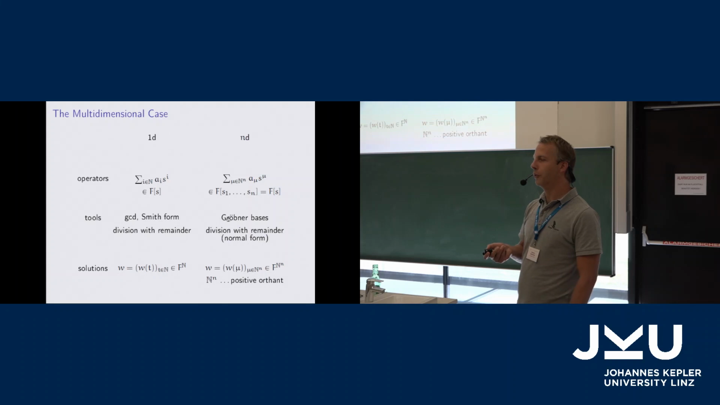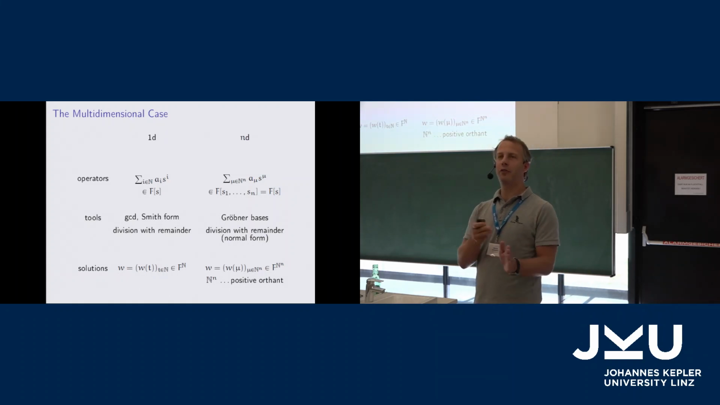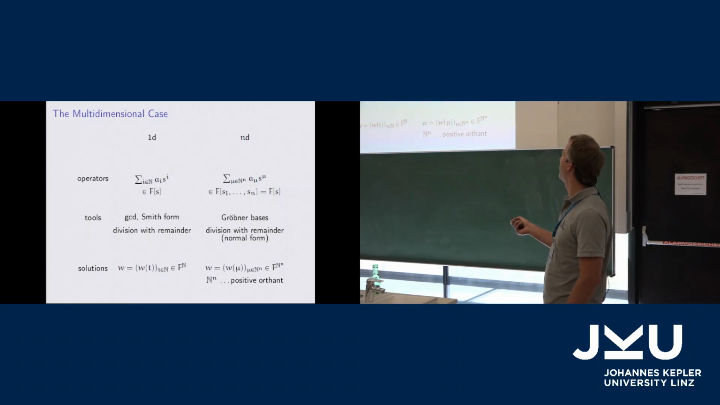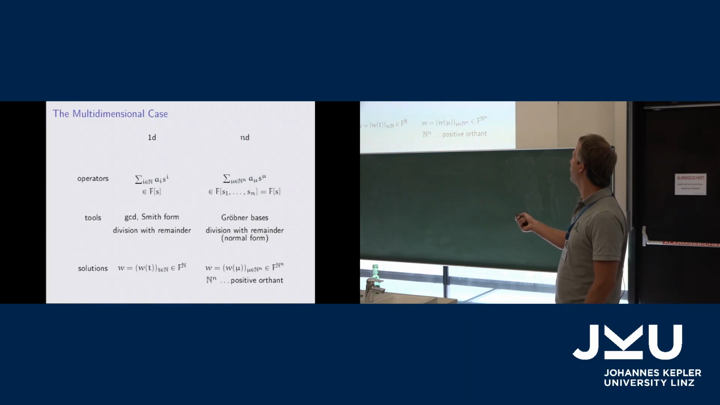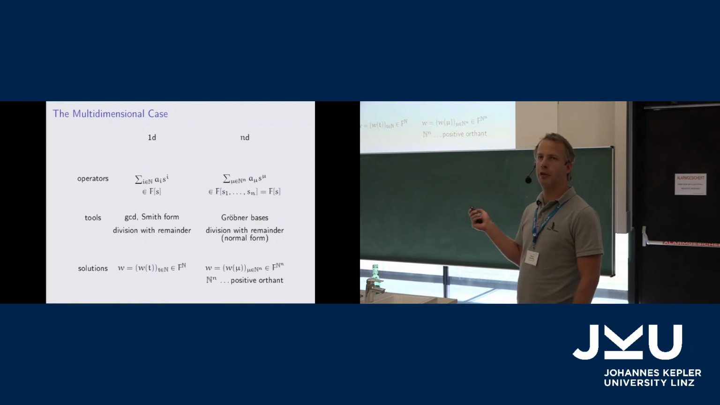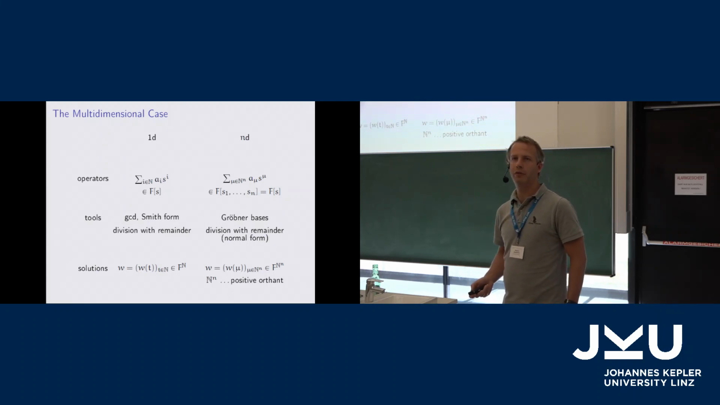Yeah, and the recipe to generalize results for polynomials in one variable to polynomials in several variables is Gröbner bases. So instead of univariate polynomials, here we have polynomials in several variables. Instead of the greatest common divisor, we use the Gröbner basis algorithm. Instead of division with remainder, we use the normal form algorithm. And the solutions here in the one-dimensional case are just sequences of time. And here we have sequences which are indexed by a tuple of non-negative values.